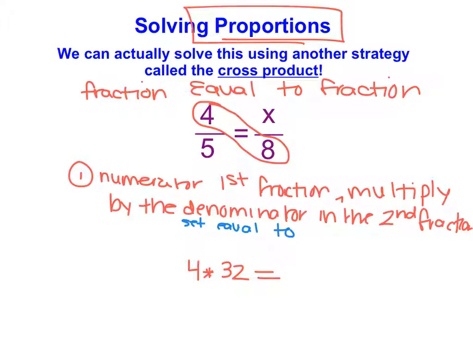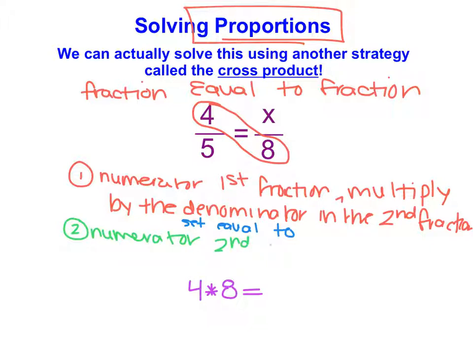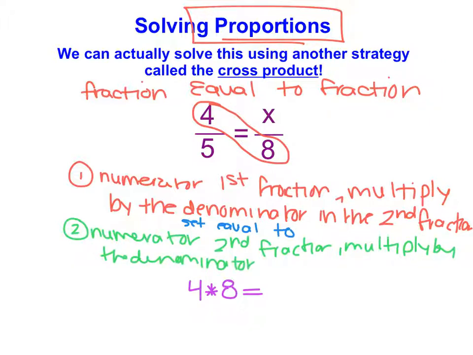That's the first step we'll take, and I'm going to change colors here so it's a little easier to see. So we took 4 times 8 equals, and then our second step is to take the numerator in the second fraction and multiply it by the denominator in the first fraction.